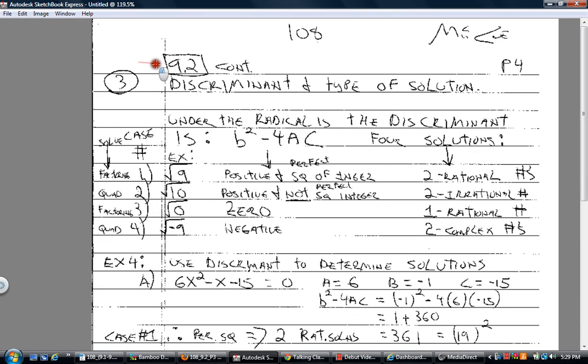I'm going to wrap up section 9.2, the quadratic formula. As you know, page 4, we're going to focus on a concept here with objective 3 called the discriminant and the type of solutions you might have. Okay, so here's the story.